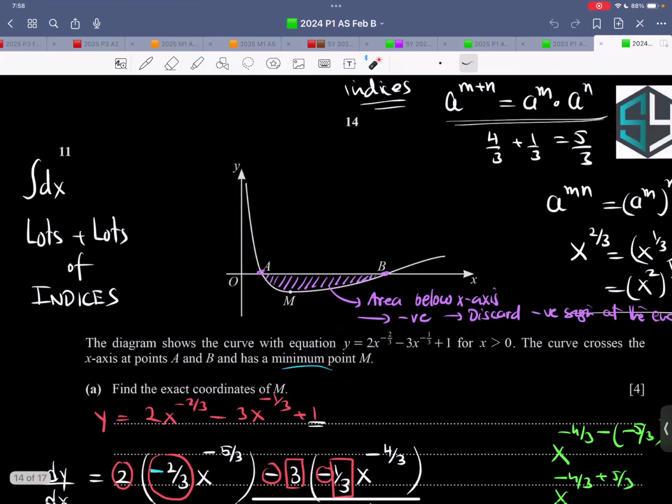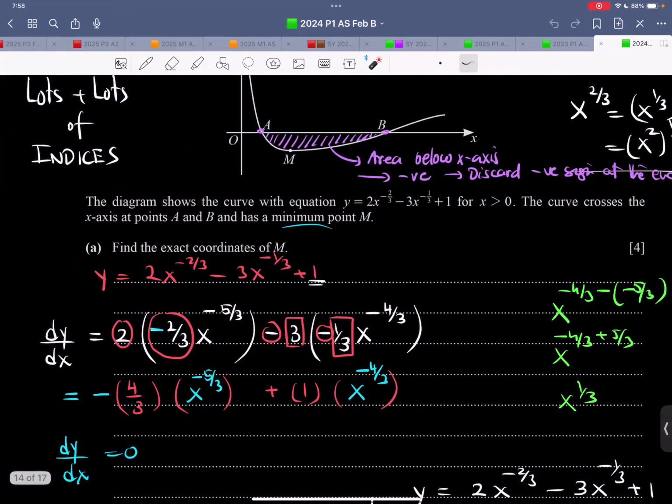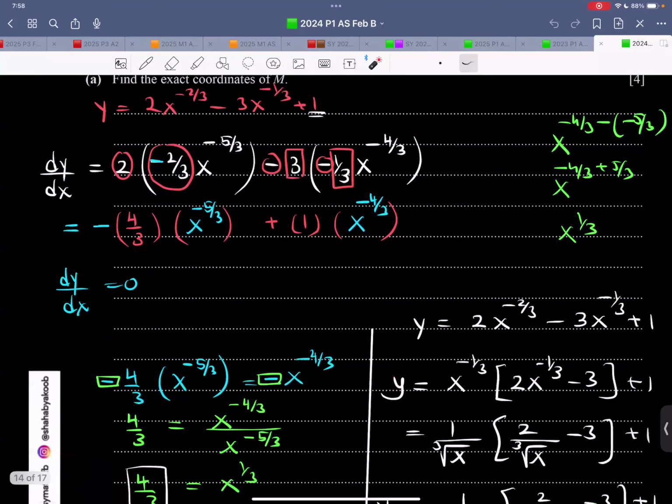And I think this is for the indices part. So this is differentiation. Negative 2/3 comes down. Negative 2/3, negative 1, that is negative 2/3 minus 1, which is negative 5/3. And this is negative 1/3, negative 1, that is minus 4/3. Minus, minus, take care of that. Take care of any cancellation, if any. This is what you're getting.